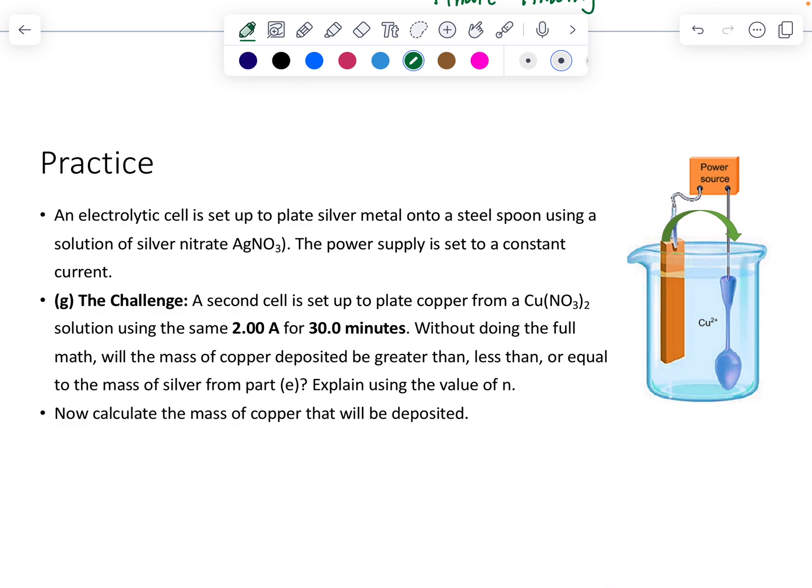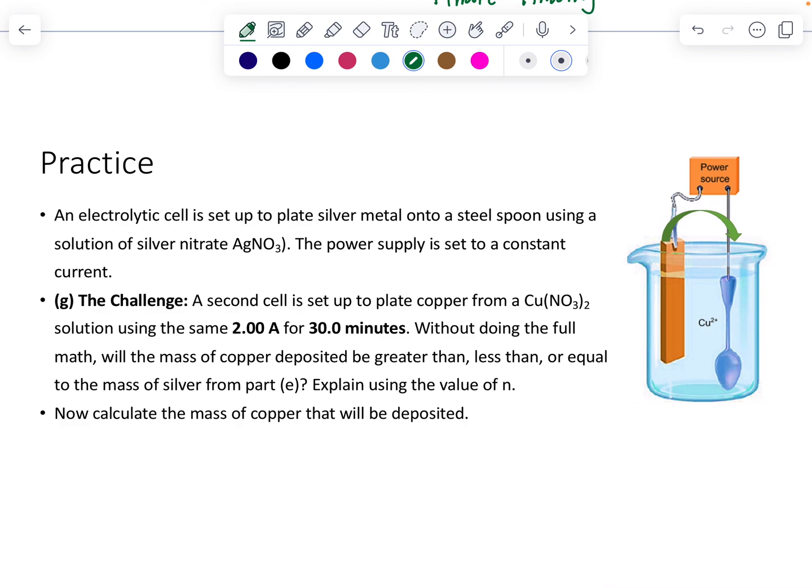So remember, the N is the number of electrons. So it's talking about what's being plated, or what's coming off of it? How much copper is going to be plated onto the spoon compared to the amount of silver that we plated, right?